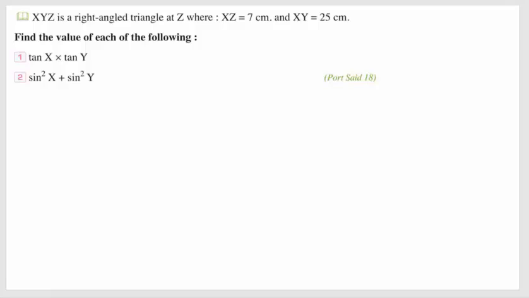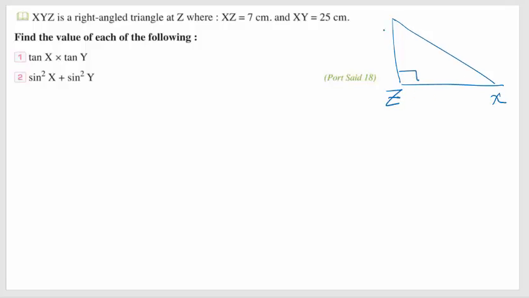Okay, let's solve a question which is a little bit higher. XYZ is a right angle triangle at Z. First of all, you should draw a simple triangle like this, the right angle triangle at Z.